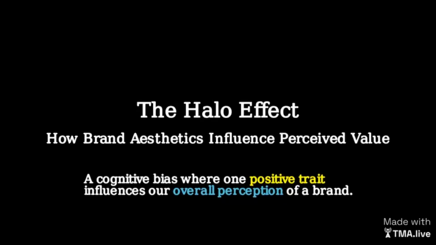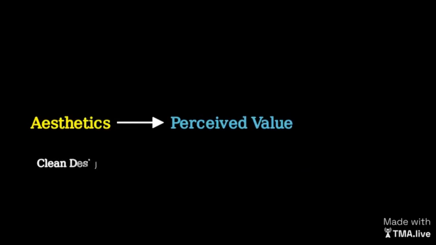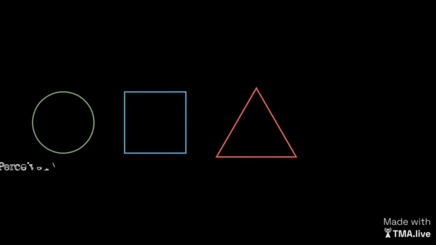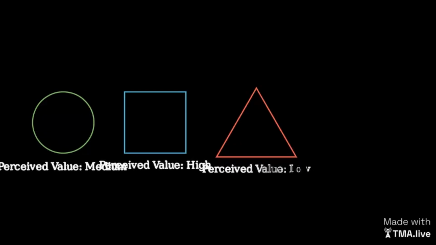Aesthetics, such as clean design, high-quality images, and consistent branding, can greatly influence how we perceive a brand's value. When a brand looks good, we often assume that the quality of its products or services is also high. Consider these simple shapes as logos. The circle is okay, the square feels higher quality, and the triangle might be seen as less trustworthy. Even without knowing the brand, our perception of value is influenced by the visual presentation.